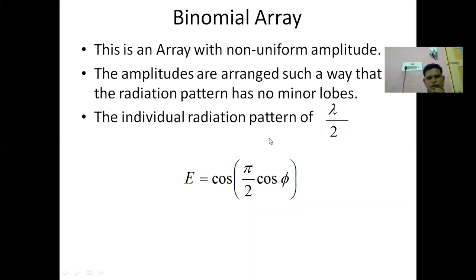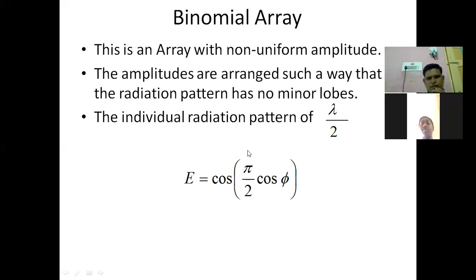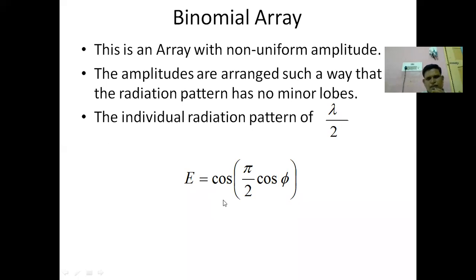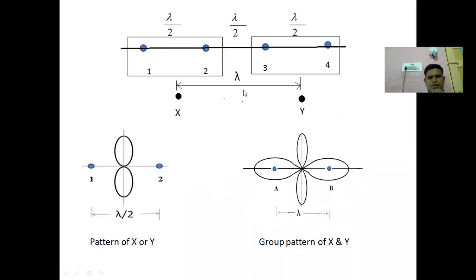Suppose we are having 4-point sources. The distance of separation between each source is lambda by 2. We know the resultant electromagnetic intensity at the observation point is given by E is equal to cos pi by 2 phi. This pi is actually general. This equation is cos of beta D cos phi by 2. If you substitute beta is equal to 2 pi by lambda and D is equal to lambda by 2, we are getting this expression for this type of array.